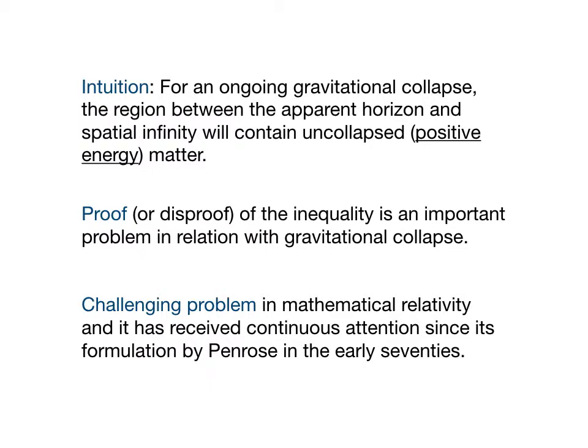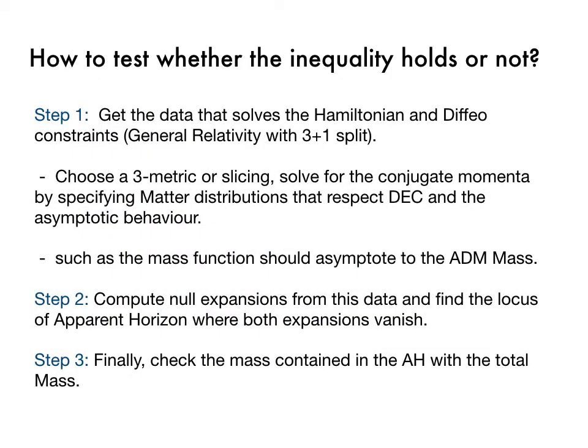The proof or disproof of this inequality is an important problem in relation with gravitational collapse. It's also a challenging problem in mathematical relativity, and it has received continuous attention since its formulation by Penrose in the early 70s. So how to test whether this inequality holds or not, if we are to do some theoretical tests on it? The procedure is laid out.